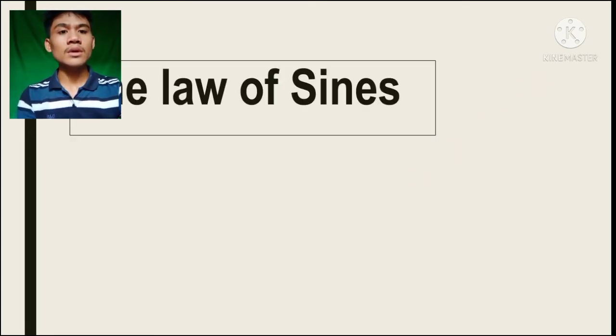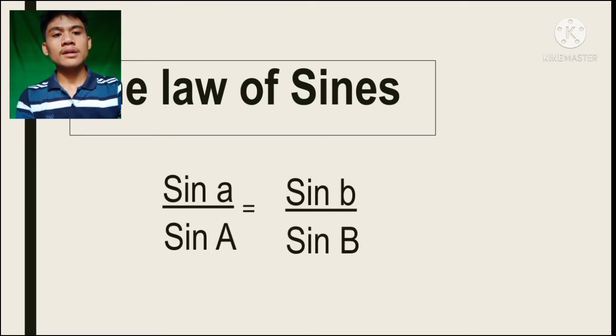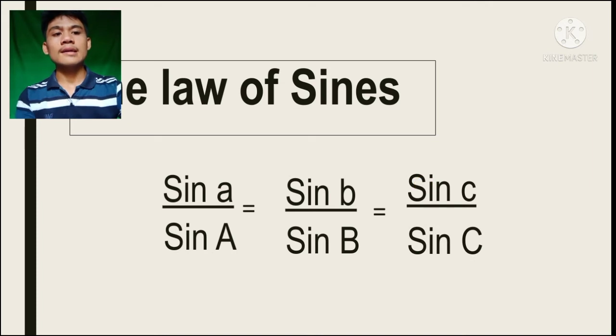So this would be the law of sines. Again, small letters denote the sides, while capital letters denote the angles. Sine a over sine A equals sine b over sine B equals sine c over sine C. This law of sines would help us determine the value of a missing part, either a side or an angle.